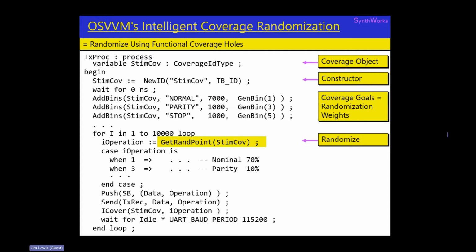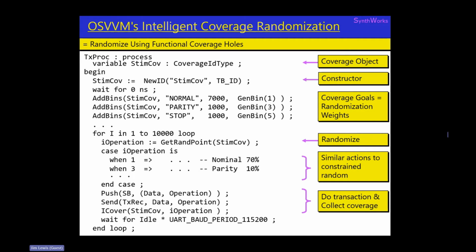Okay, then we do get rand point to get a random point from the coverage model. We decode that with a case statement, exactly the same thing we were doing in the constrained random case. And then we cover it. Okay, the difference between this and constrained random is this is an exact thing. If we're looping 10,000 times, we've set up our coverage goals to add up to 10,000, then each one of them is going to be done exactly the number it's requested.